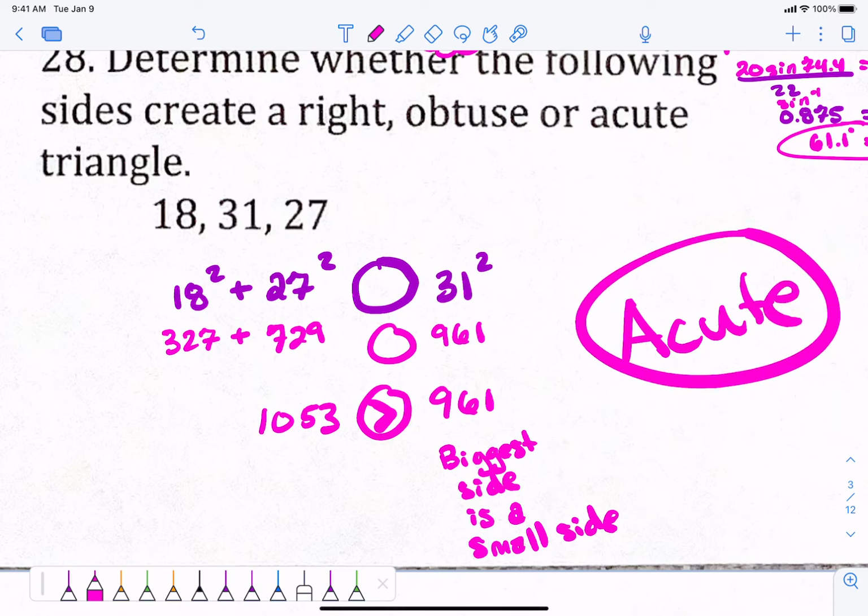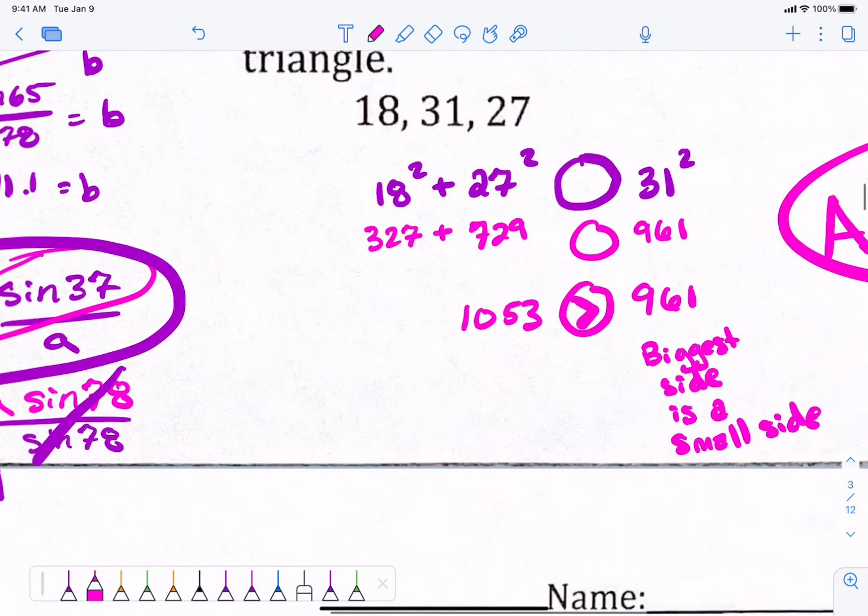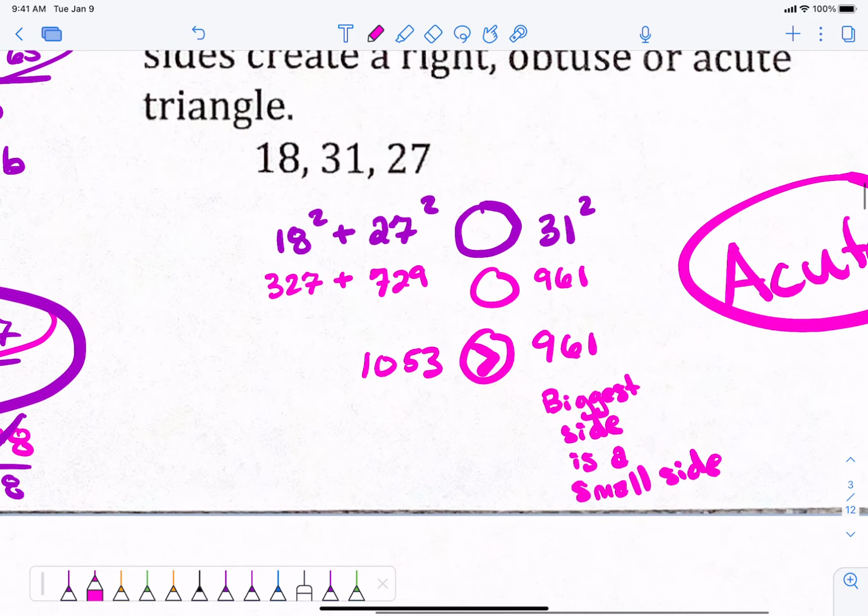Wait, can I write those down? Yes, you can. Tell me. So it's greater than, it's acute. As long as you set it up this way. And less than is obtuse. Wait, can you write those down? Obtuse and equal to. So I suppose equal to is a right.